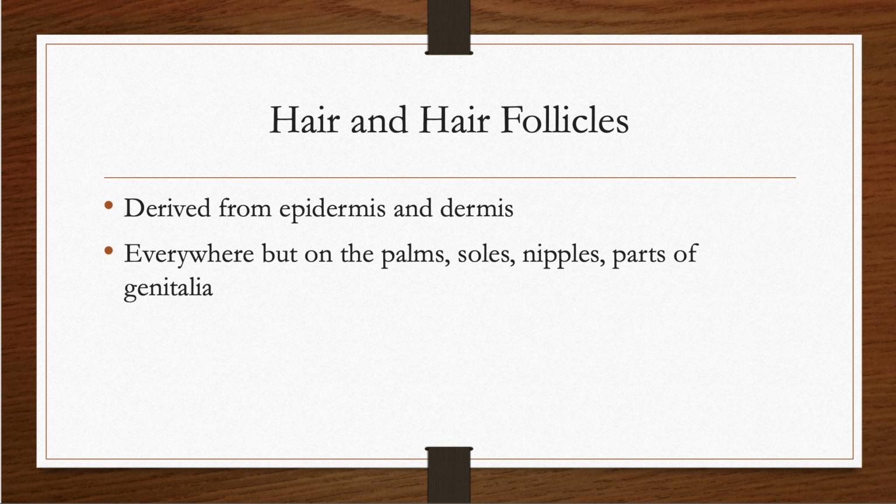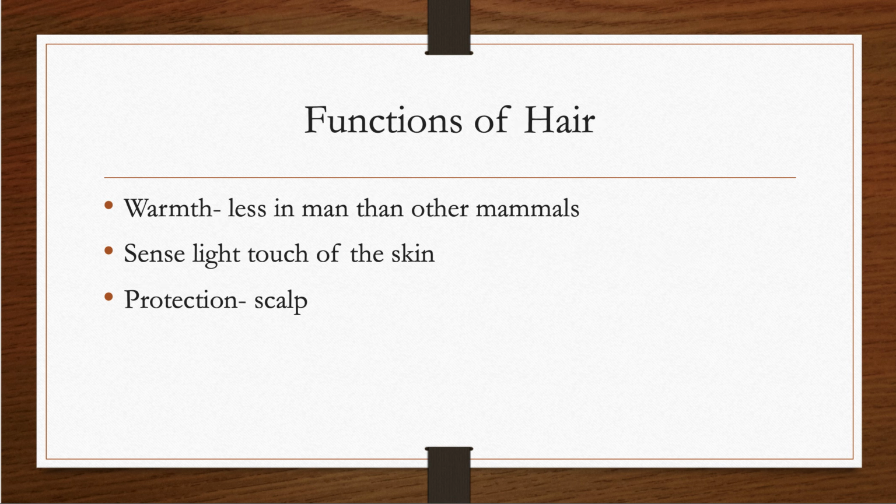Hair and hair follicles are derived from the epidermis and the dermis. They are everywhere but on the palms, soles, nipples, and parts of the genitalia. Hair functions to keep you warm. Humans do have less hair than other mammals, but it does still function to keep us warm. Hair can also function to sense light touch of the skin. So if there's a slight breeze, you can feel that because of the hair on your arms and legs and back of your neck and all that good stuff.